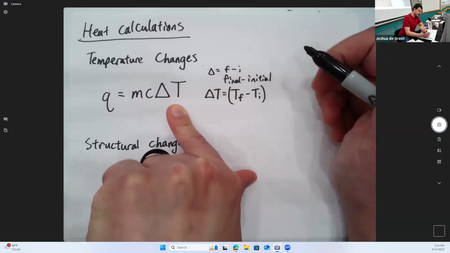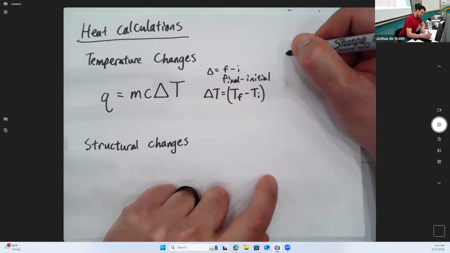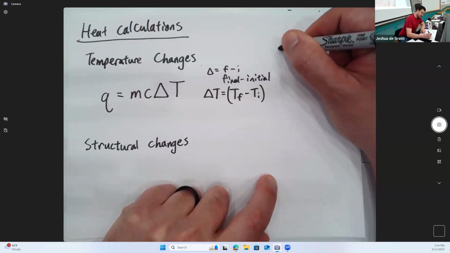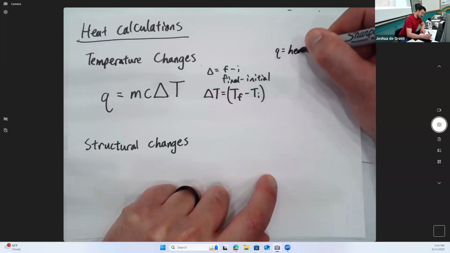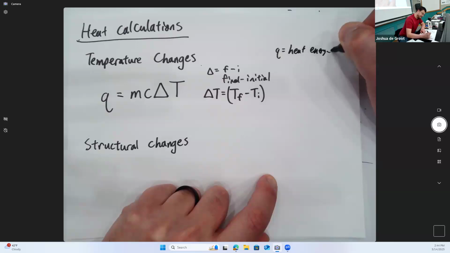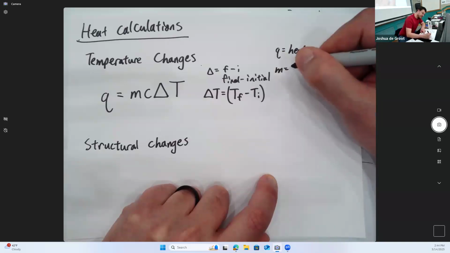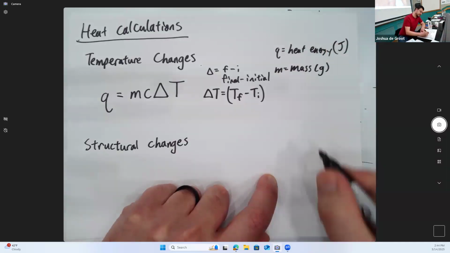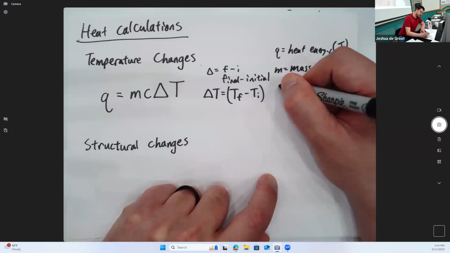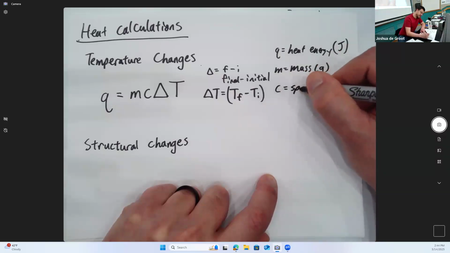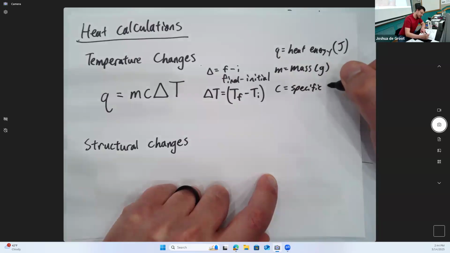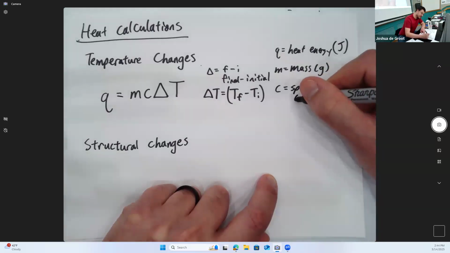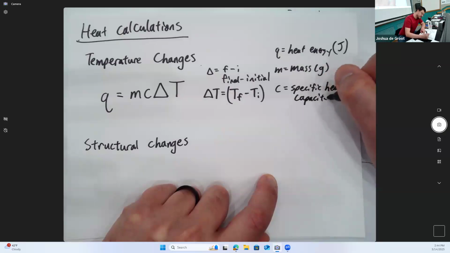All right. And let's make sure we're on the same page as far as what the variables mean. Q is going to be heat energy, which will be joules or kilojoules. M is mass. That's going to be in grams. C is something called specific heat capacity, which is a mouthful.